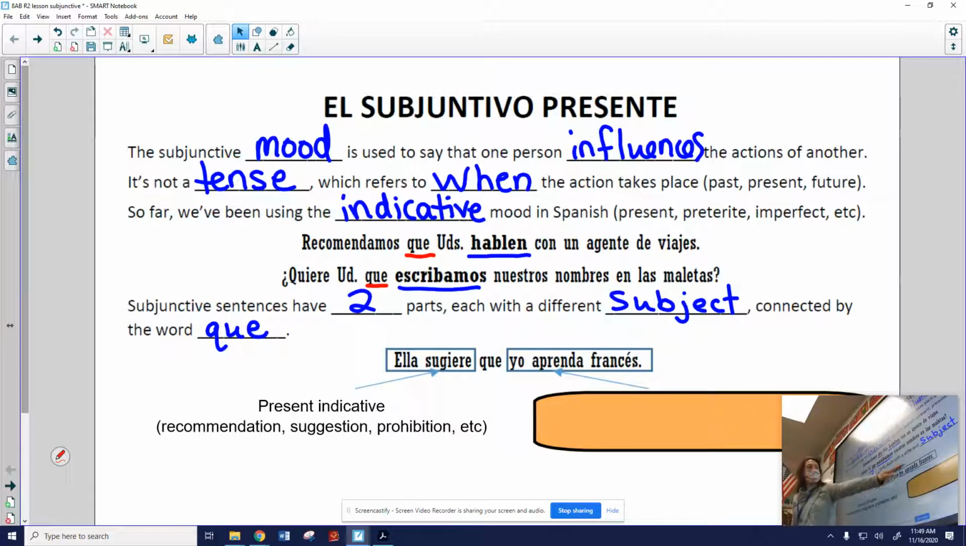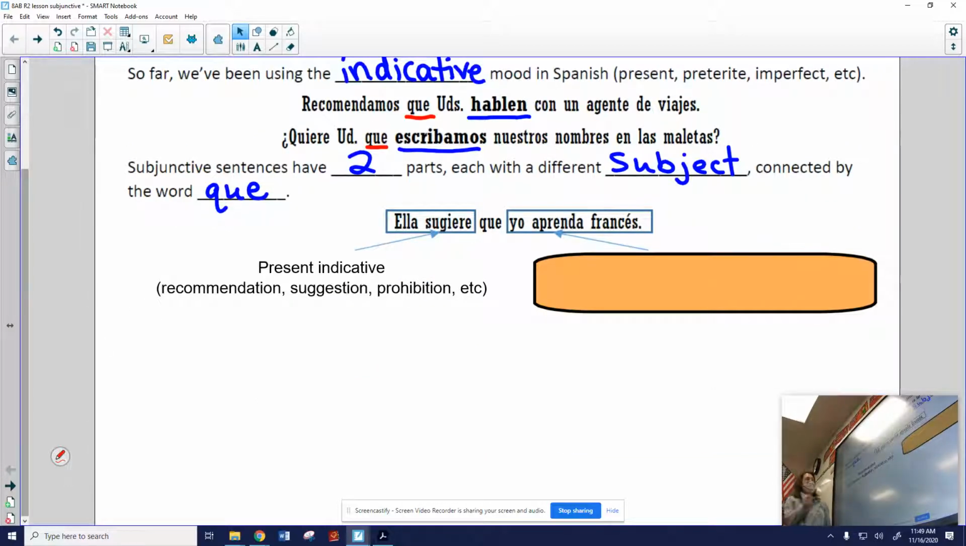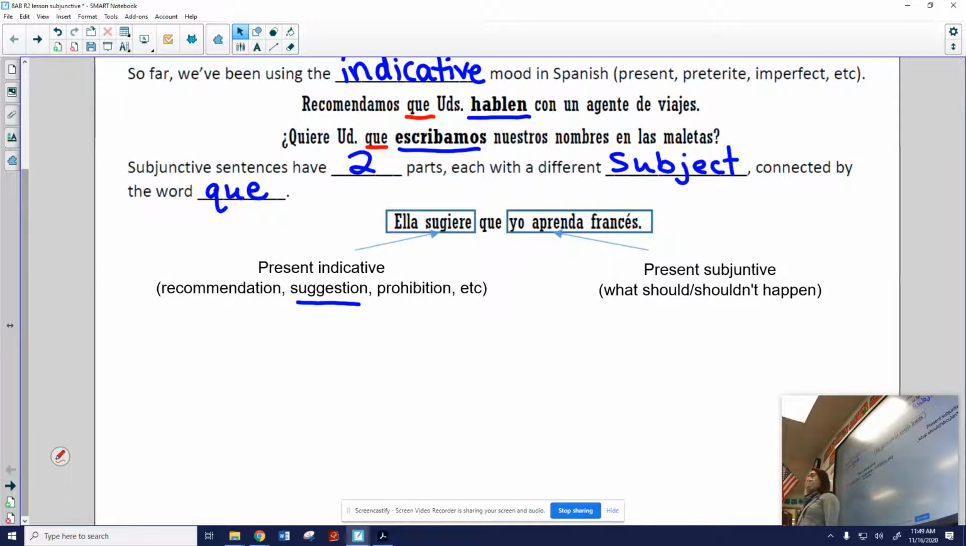Bueno, so here's the example. She suggests that I learn French. So this first part is in the present indicative, which is just the present tense that we learned when you were in Spanish 1. She suggests. Ella sugiere. Here it says sugiere, suggest, but it could be a prohibition, it could be a recommendation. Ella recomienda, ella prohíbe. And the second part of the sentence is in the subjunctive. And that's about what should or shouldn't happen according to this recommendation or suggestion. And the word que links the two ideas.